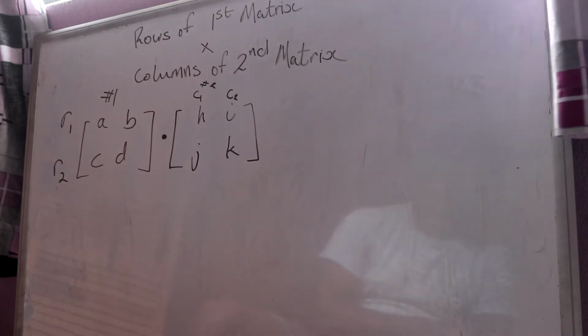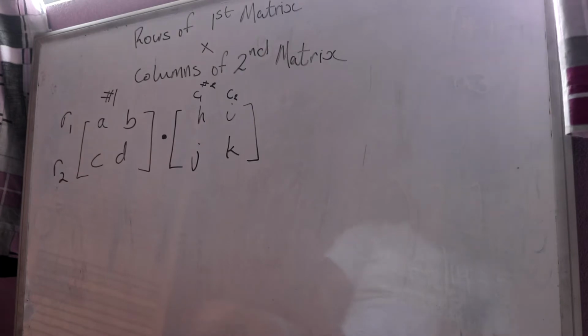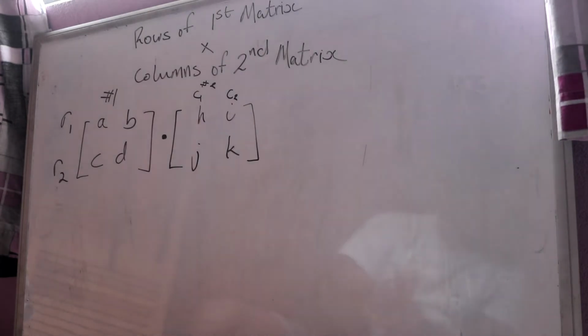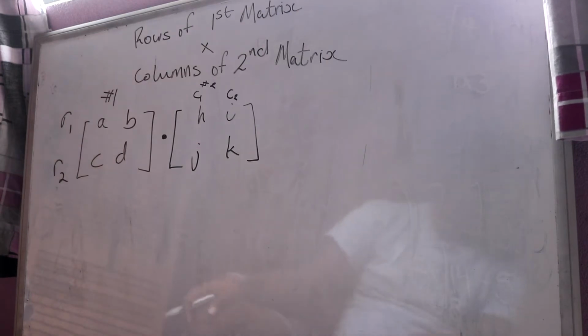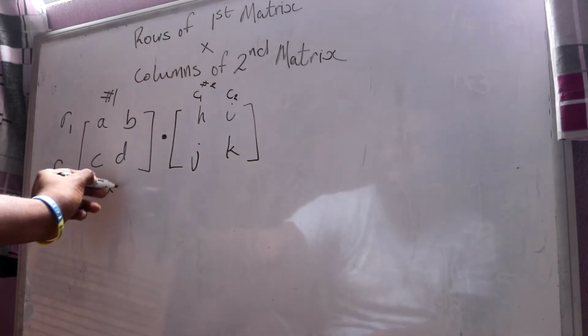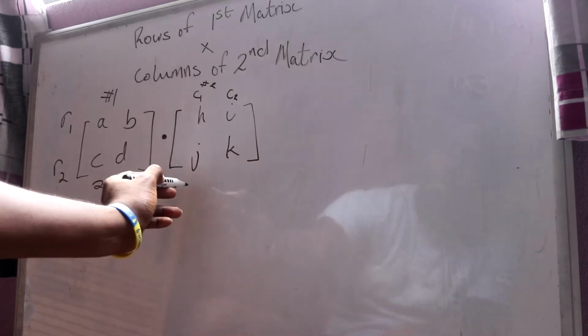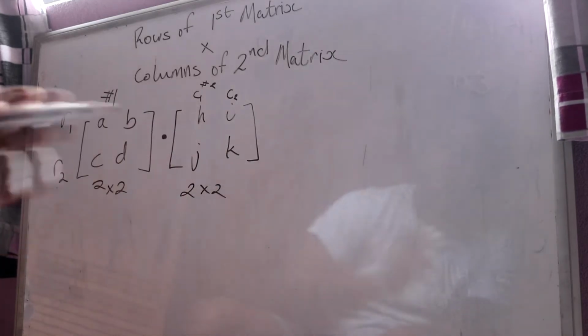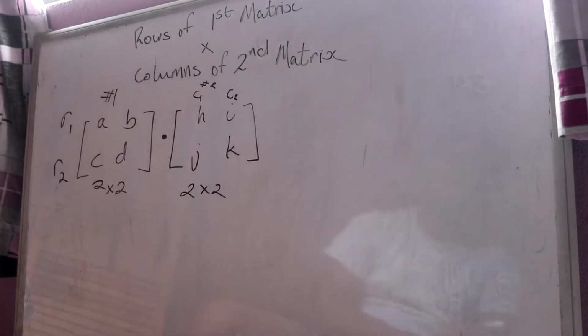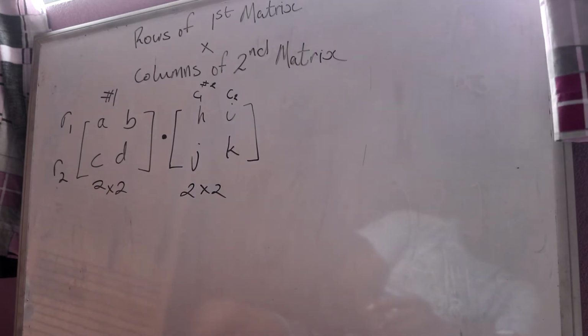Now, to know if you can multiply matrices, and to know how the answer will look, we have to consider the sizes of the matrices. This first matrix has 2 rows and 2 columns, so it is a 2 by 2 matrix. This second matrix also has 2 rows and 2 columns, so it's also a 2 by 2 matrix. Both matrices are 2 by 2.